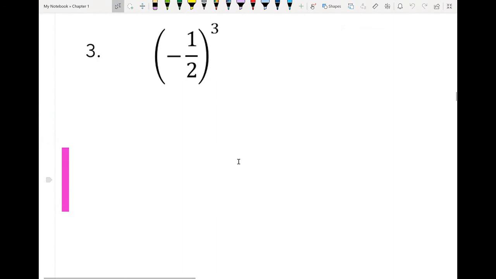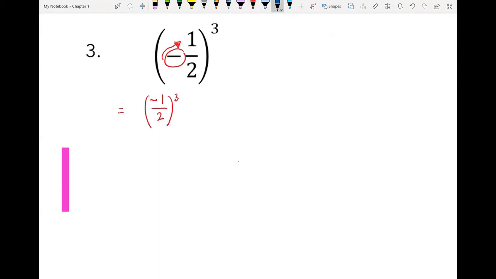Okay, for this question, I'm going to evaluate negative half, everything power 3. First of all, because there's a negative symbol inside the bracket, I will raise it so that it is next to the number 1. And now I can write this as negative 1 over 2, everything power 3.